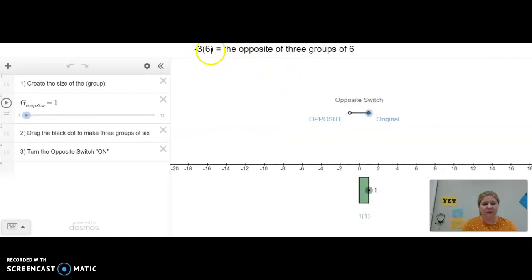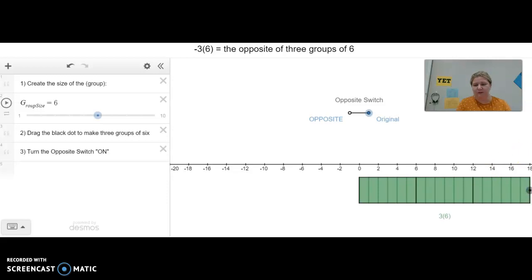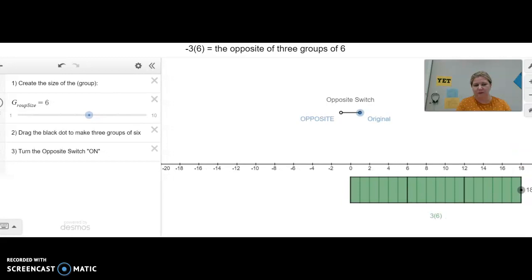Okay. The opposite of 3 groups of 6. So let's start by doing the group size is 6. So group size is 6. And then we're going to drag the dot to make 3 groups of 6. Move me. 1, 2, 3 groups. Okay. And then turn the opposite switch on.